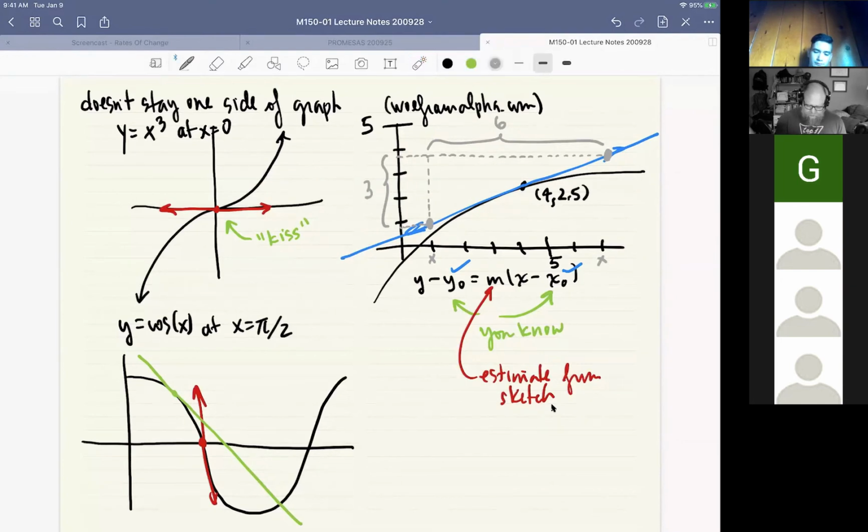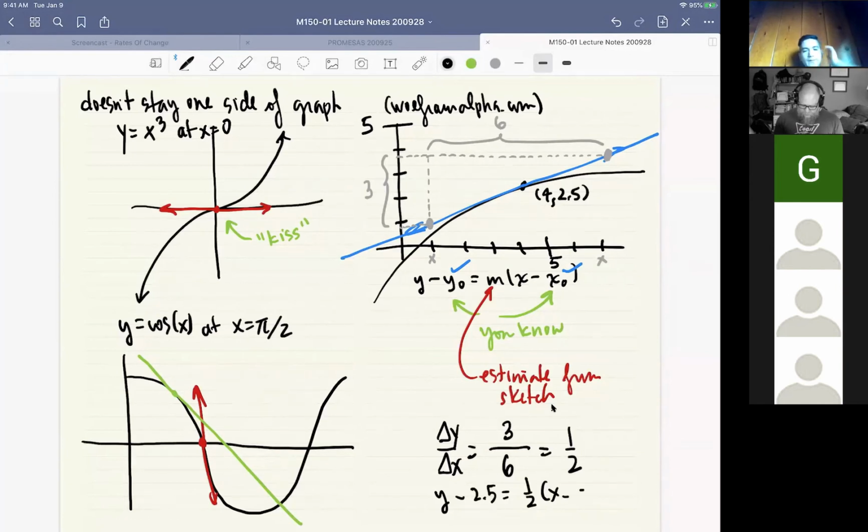So then I conclude by saying delta y over delta x. In this case, it looks like if I go up 6 in my x value, my y value goes up 3. So my slope here is 1/2. So it looks like my tangent line has the formula y minus 2.5 equals 1/2 (x minus 4). Okay. So that's how you estimate the formula for a tangent line.